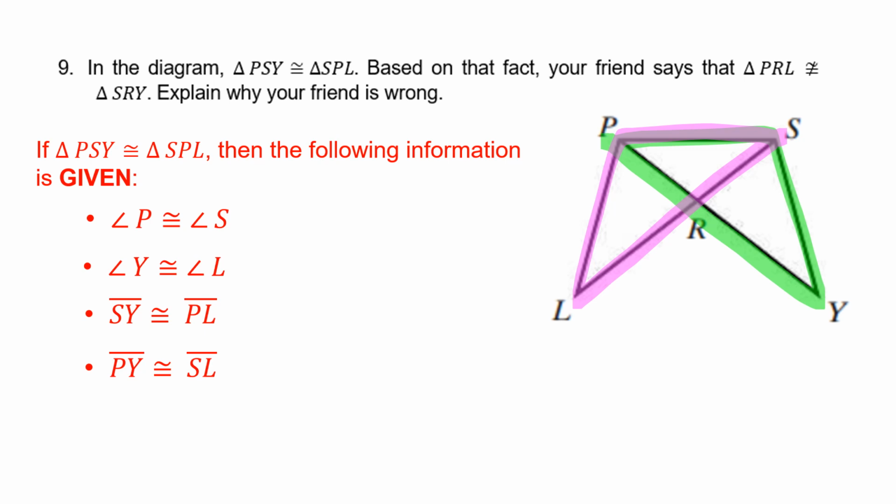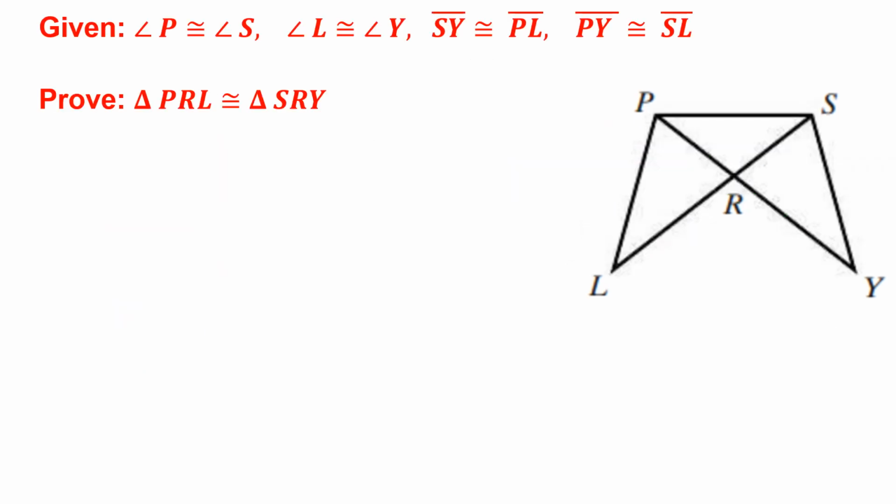So let's set up our proof. We're given, like we said, that angle P is congruent to angle S, angle L is congruent to angle Y, line segment SY is congruent to line segment PL, and line segment PY is congruent to line segment SL. That was all based off of what they told us at the beginning. Now, we're supposed to be proving that triangle PRL is congruent to triangle SRY.